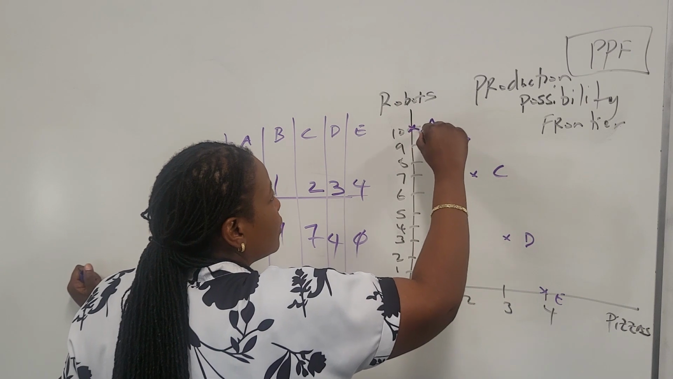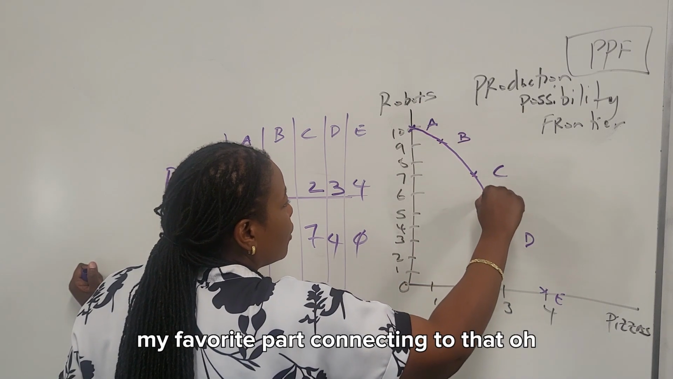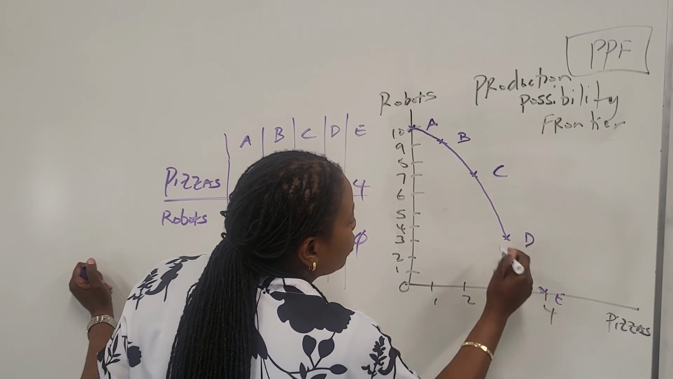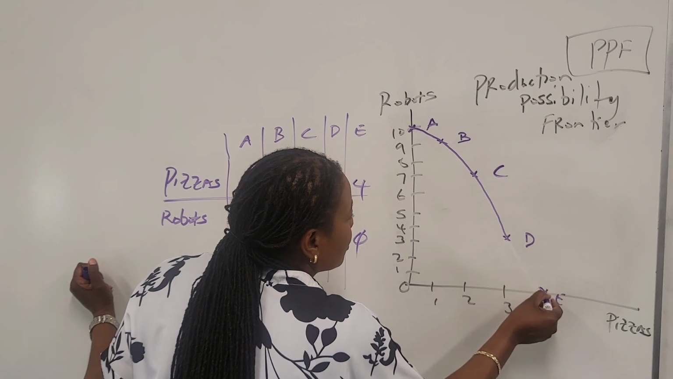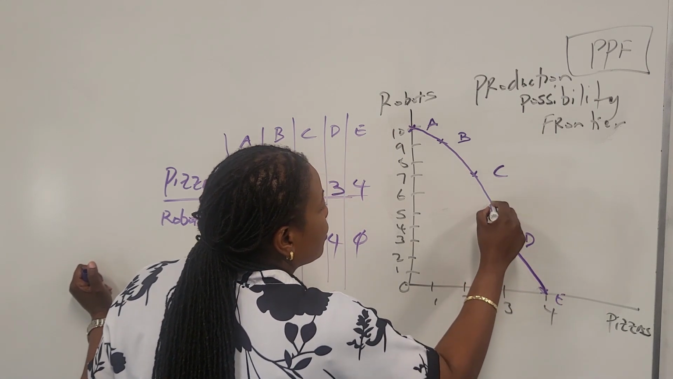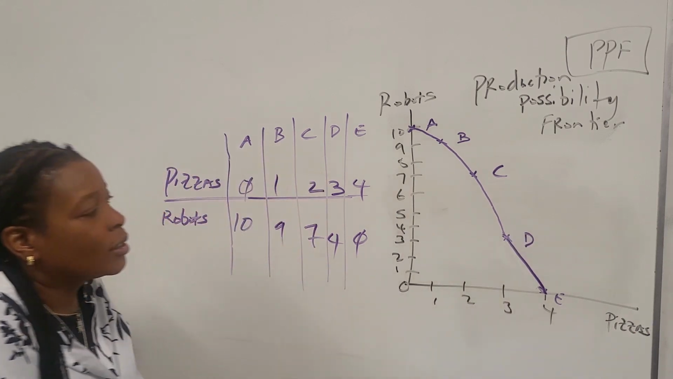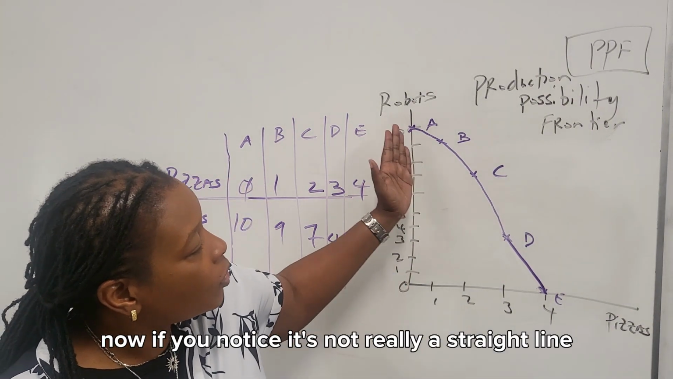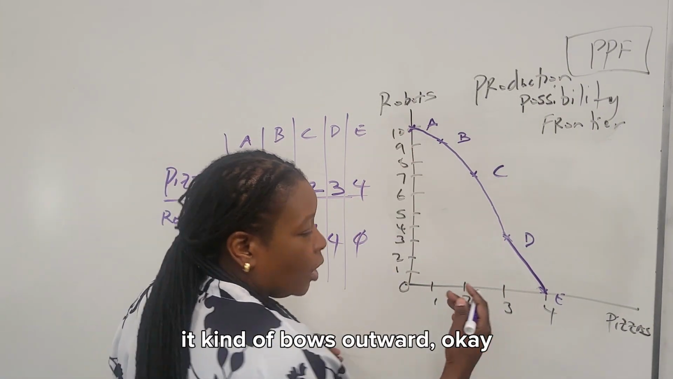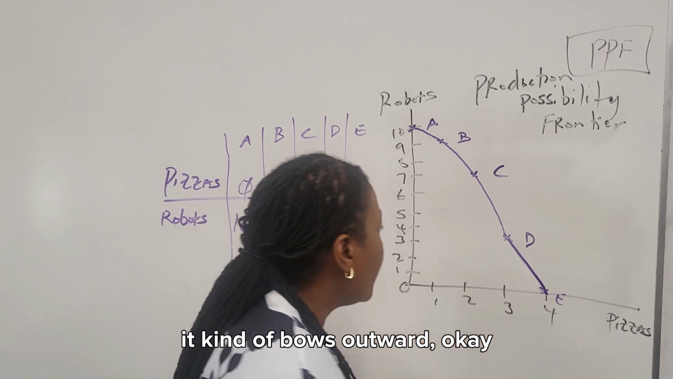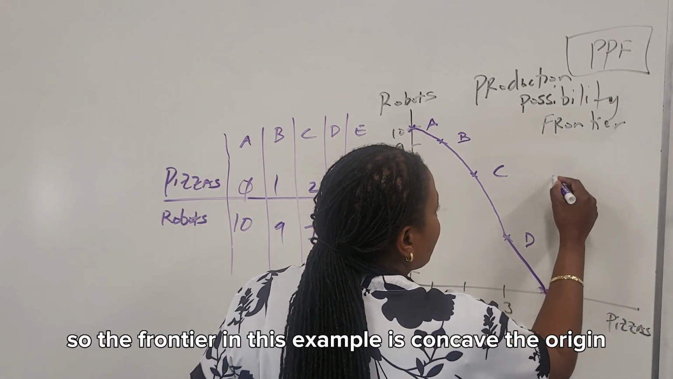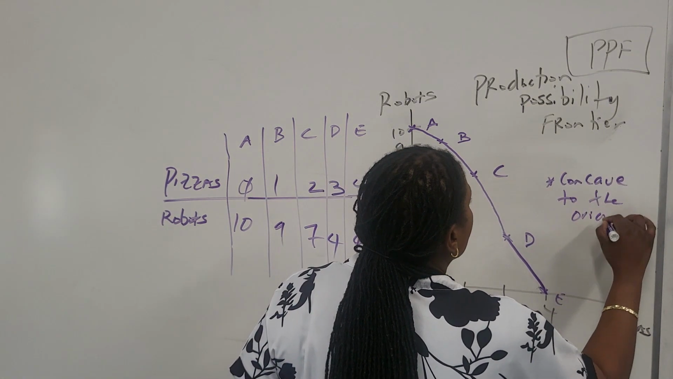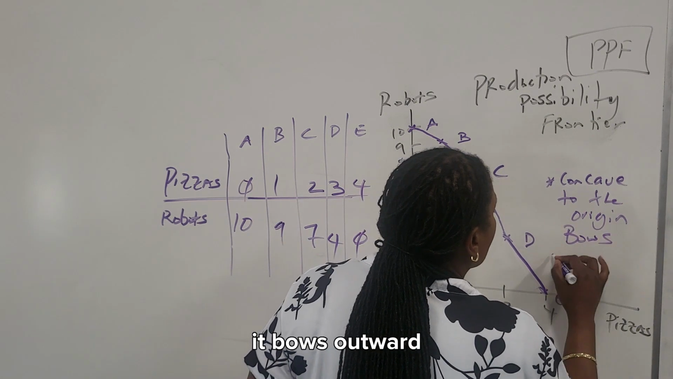And then my favorite part, connecting the dots. Oh, messed up the egg. That's the thing with a board, you can clean it. And your frontier looks something like that. You see it? Then if you notice, it's not really a straight line. It kind of bows outward. Okay? So the frontier in this example is concave to the origin. It bows outward.